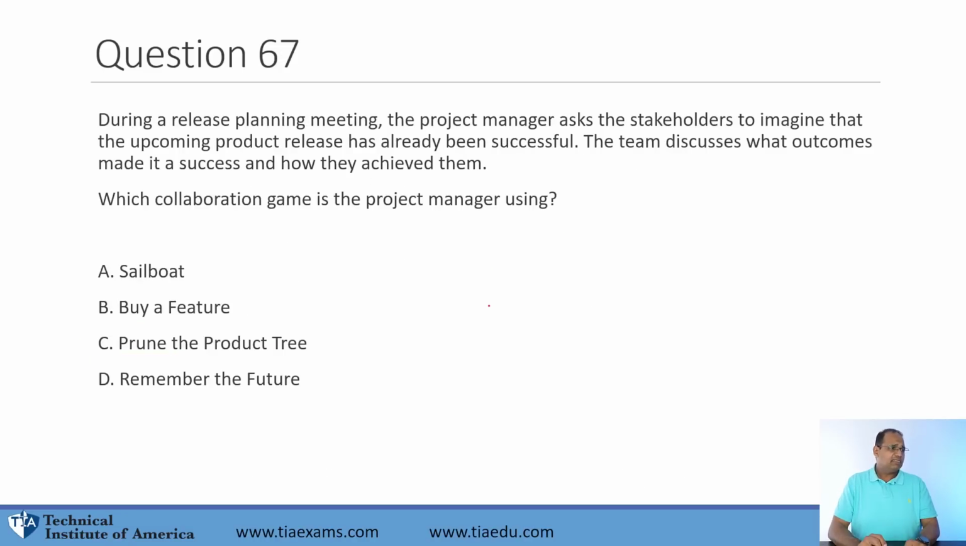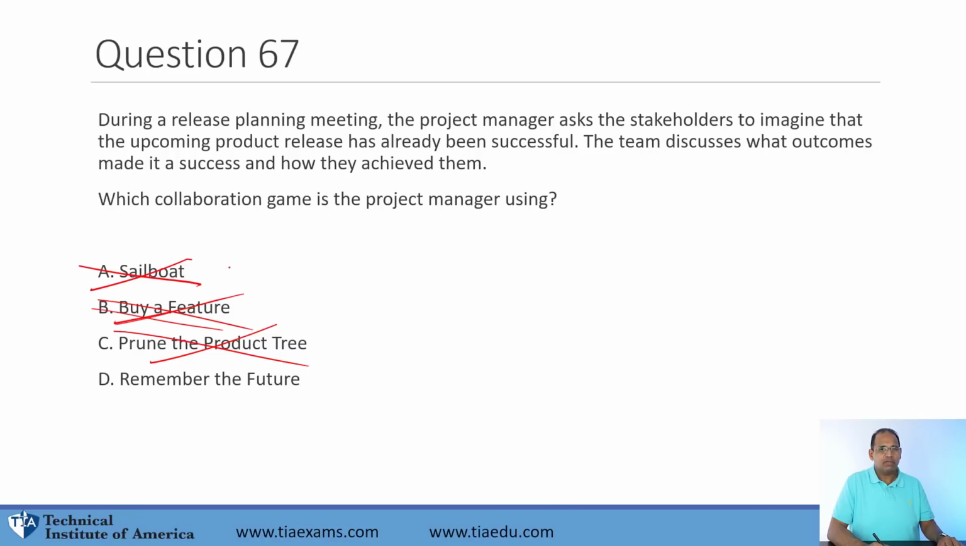Question: during a release planning meeting, the project manager asks stakeholders to imagine that the upcoming product release has already been successful. The team discusses what outcome made it a success and how they achieved that. What collaboration game is this? It's not the sailboat. It's not about a particular feature, pruning the project tree. The sailboat says what's driving the project, what can delay the project. Buy a feature, we didn't cover that in the course, by the way. You don't need to know that. Prune the product tree.